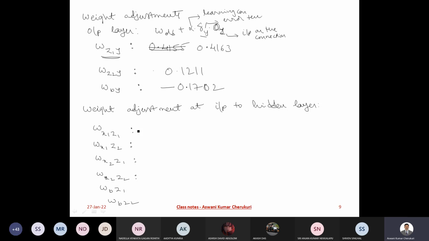Now then we need to adjust the connection weights between input to hidden. Again, the old weight plus we are going to modify the connection weight between input to hidden, that is Z1. So corresponding del Z1 and the input that is coming over the connection X1 Z1, so it is X1. Okay. So now tell me what is the adjustment that comes there.